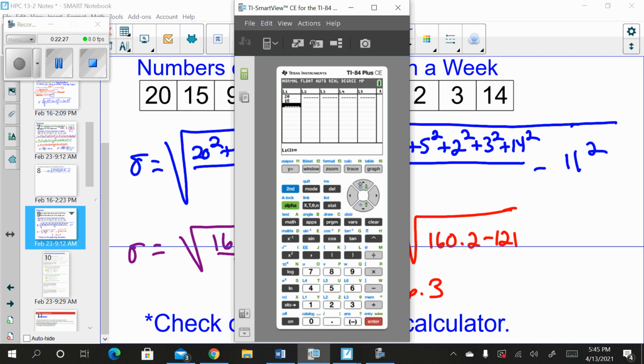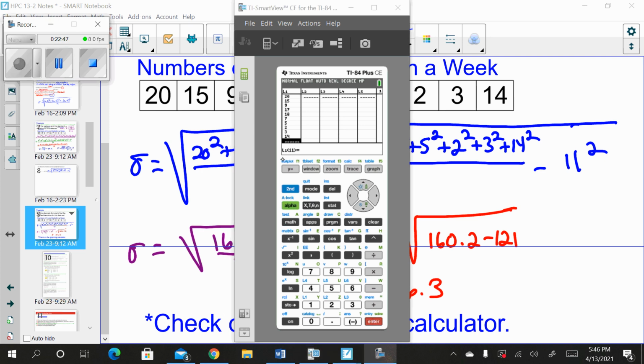If you happen to have numbers in your list already, the easiest way to get those out of there is to go to your list one, put your cursor on the list one, press clear, and then enter. It'll get rid of all the values in your set. Never press delete. That gets rid of your entire list. You want list one to still be there. All right, so go ahead and pause the video, and type your data values in.